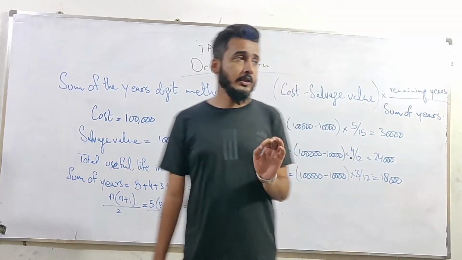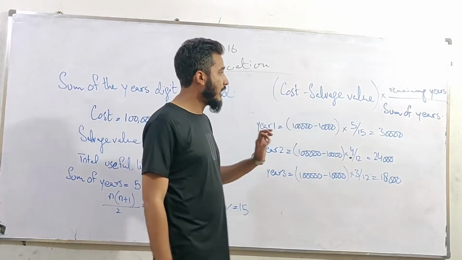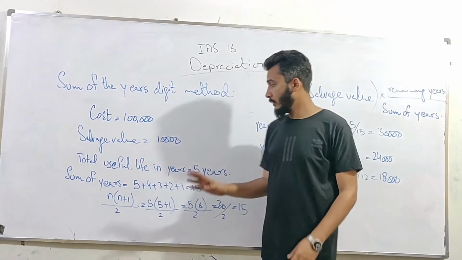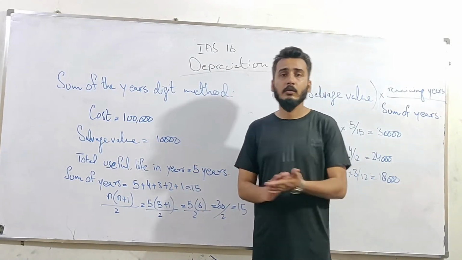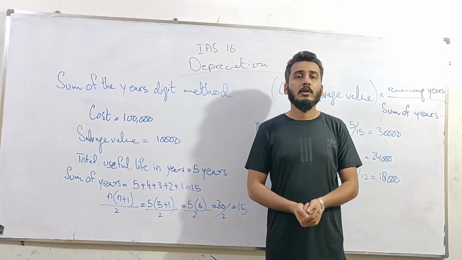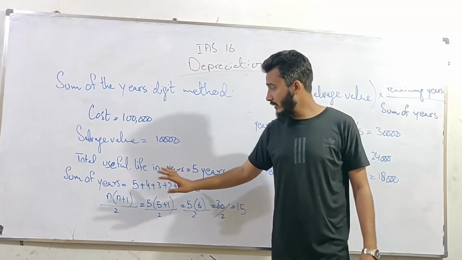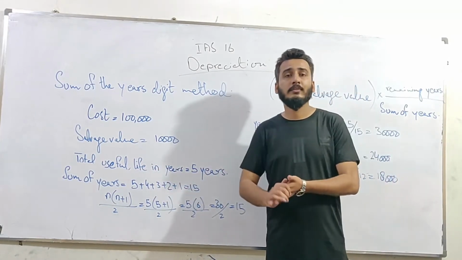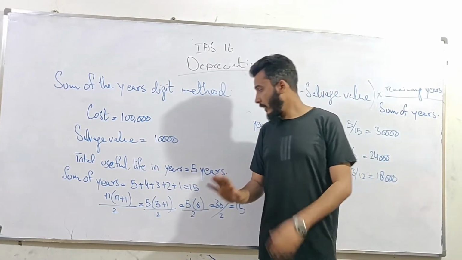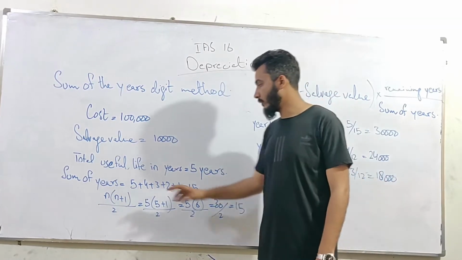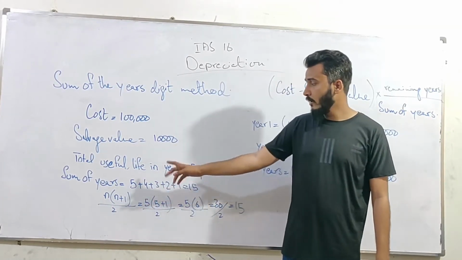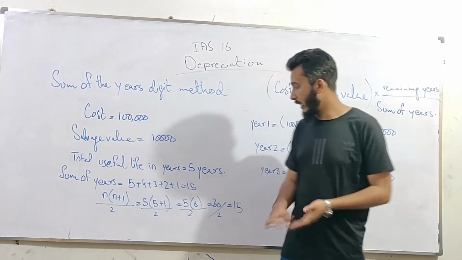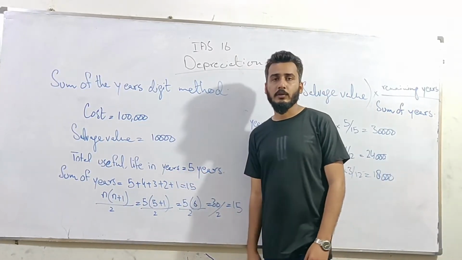But do consider one thing, that we have to have the sum of years for the formula, so we will calculate it here. There are two ways to know the sum of years. Firstly, you can add all these in ascending order. Means if the life of an asset is 5 years, you have to add 5, 4, 3, 2 and 1. So we will be having 15 as the sum of years.